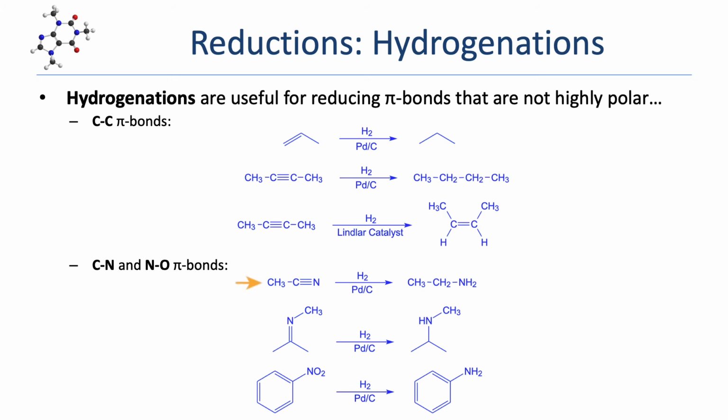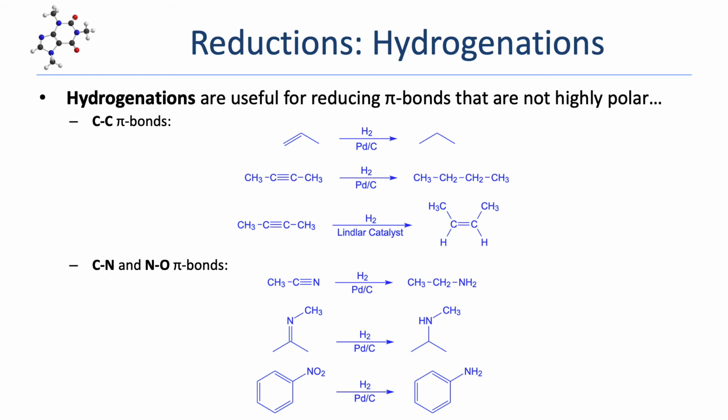So here we have a nitrile. It actually has two carbon-nitrogen pi bonds. Hydrogenation, again with palladium on carbon, will add two hydrogen molecules across those two pi bonds, resulting in the formation of an amine. And if you look, the carbon of the nitrile went from having 0 bonds to hydrogen to now having 2 bonds to hydrogen in the product. So it's a reduction from that perspective.